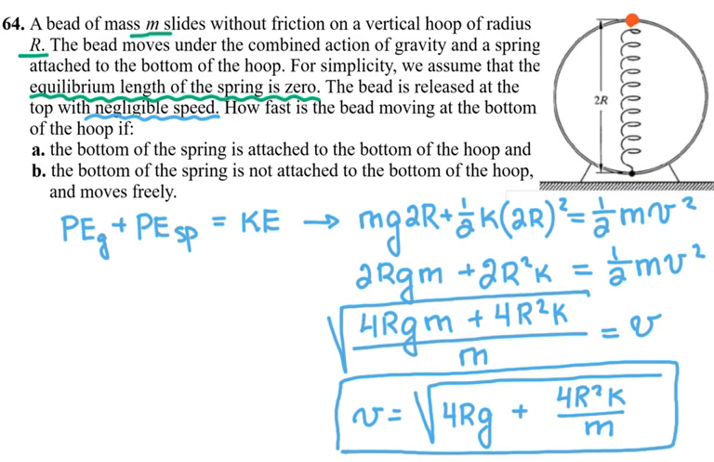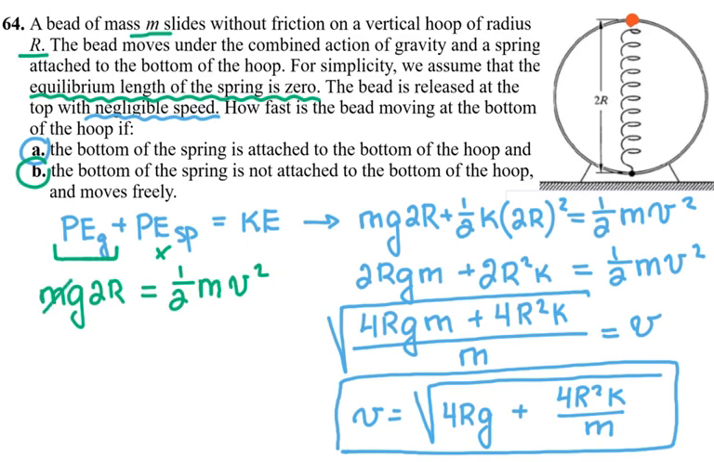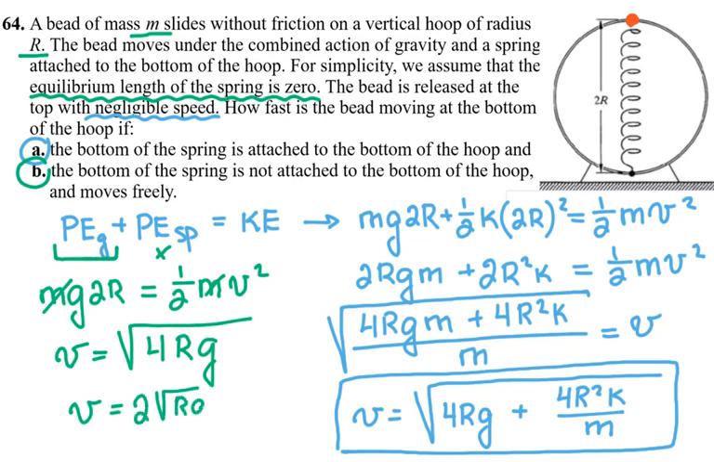So this was for A. For B, if the spring is not attached to the bottom, then you only have gravitational force. You don't have the spring force because the spring is not attached to the bottom. So what you have is mg2r is equal to 1/2 mv squared at the bottom. The m and m can be cancelled, and v is going to be equal to the square root of 4rg, or v is equal to 2 square roots of rg.